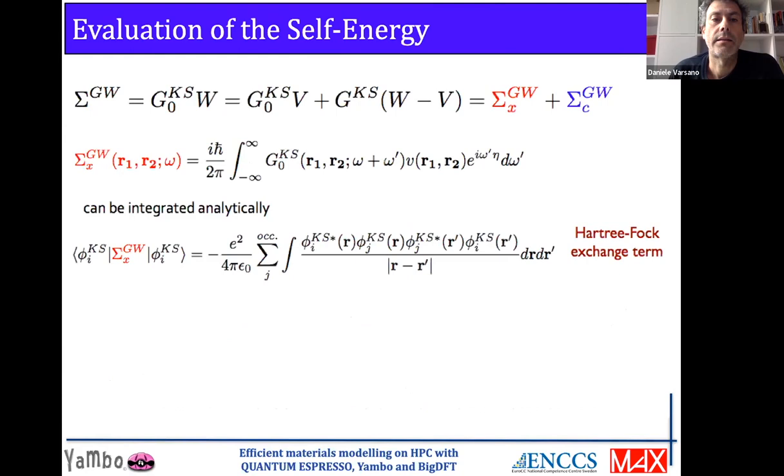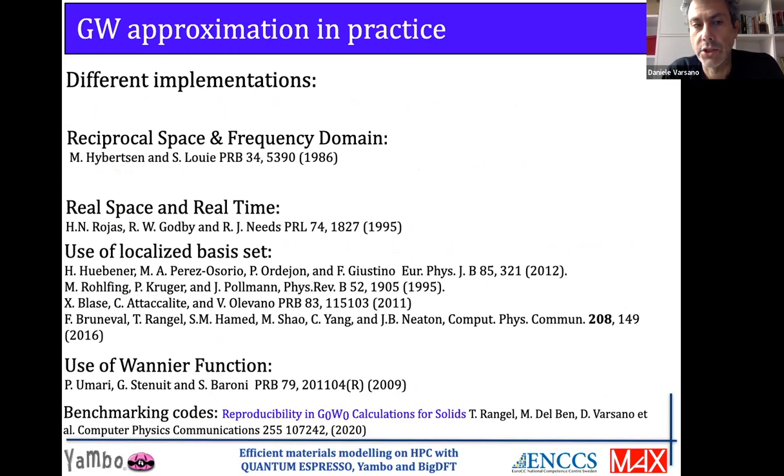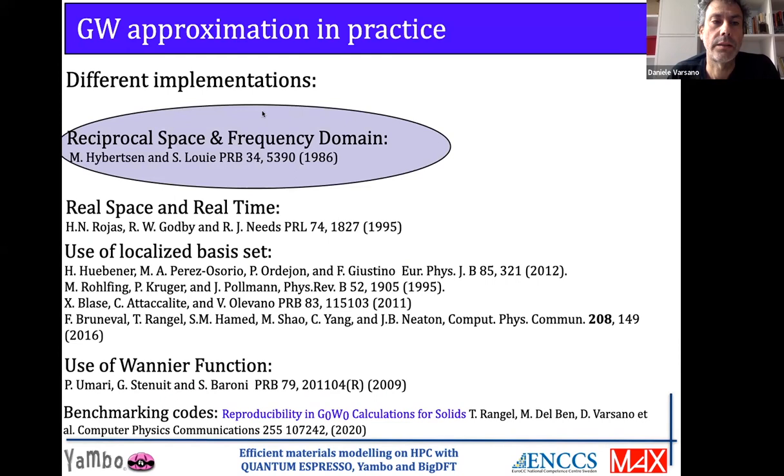So there are many codes, I would say, that implement the GW approximation. Here I have just mentioned some references for each of the codes. Many of them, like Yambo, use reciprocal space and solve the equations in the frequency domain, but there are also implementations in real space and real time. There are several codes that use localized basis sets. They are mainly for finite systems, molecules.